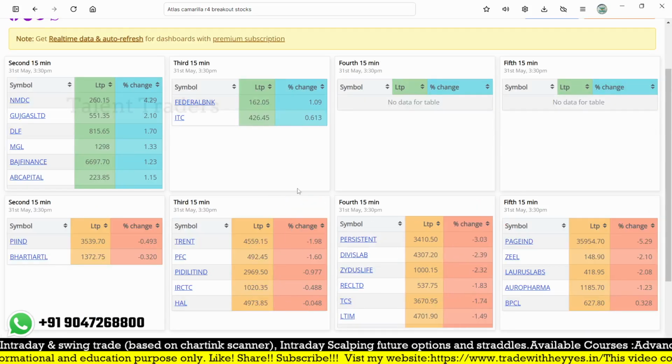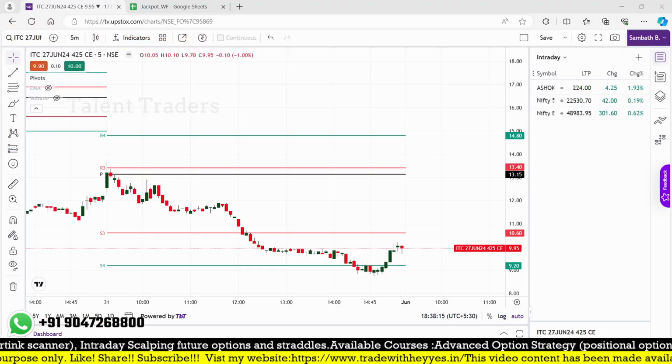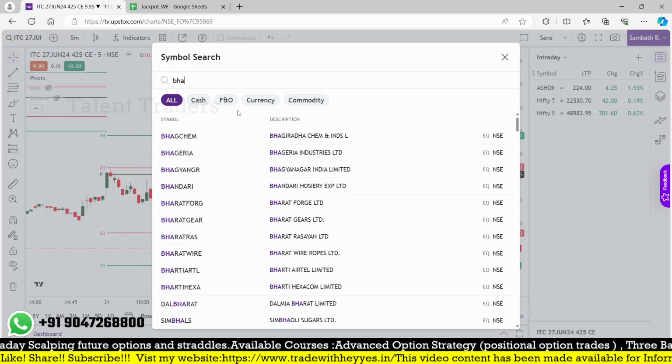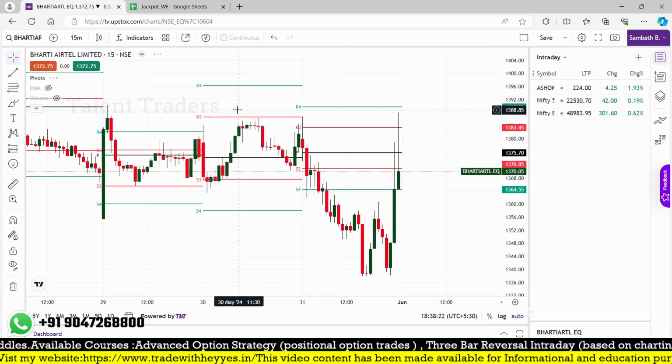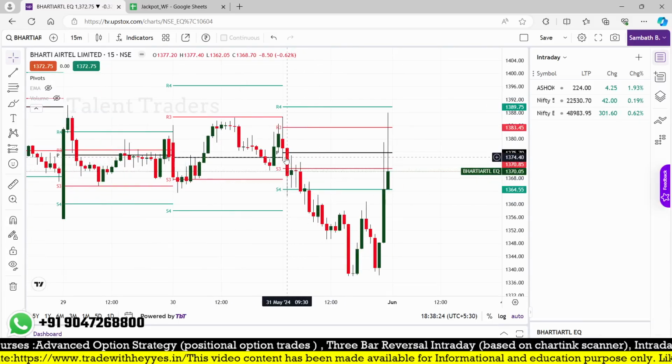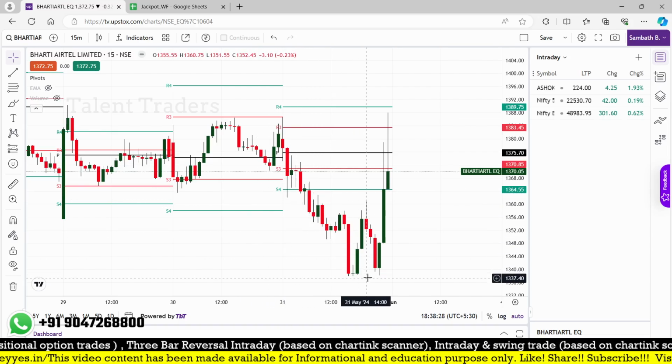And this one will help you to find out there is a breakout band. So for example, Bharati Airtel, in the first candle itself, it broke the downside. Okay, in 15 minutes, the second 15 minutes, where the S4 broke 1364 and it came down.